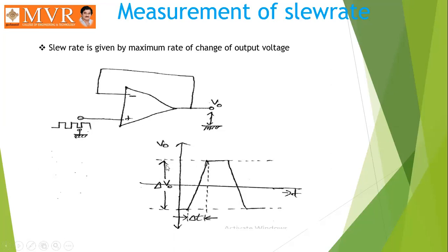Here we actually apply a square wave, but that square wave changes like a ramp signal. You can see it is increasing linearly, not changing its state at a single time instant. This deviation is considered as delta t, the change in the time period. So by measuring the value of delta V naught and the value of delta t, we can find the value of slew rate.